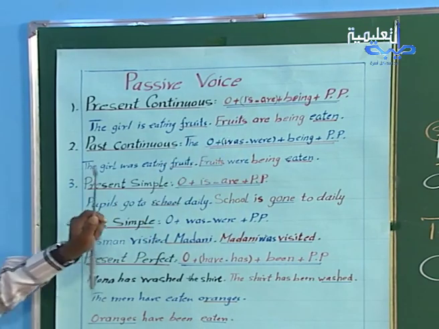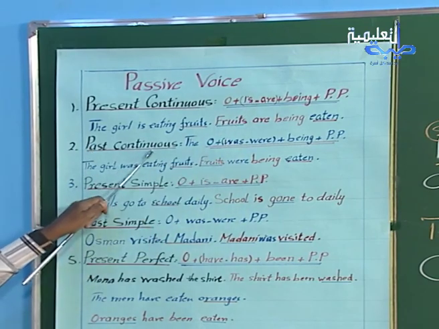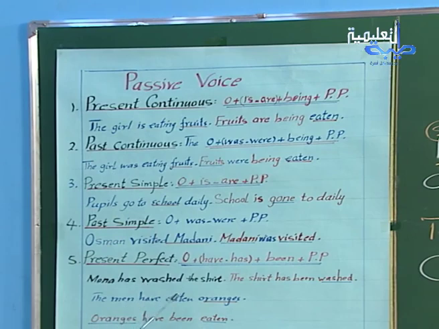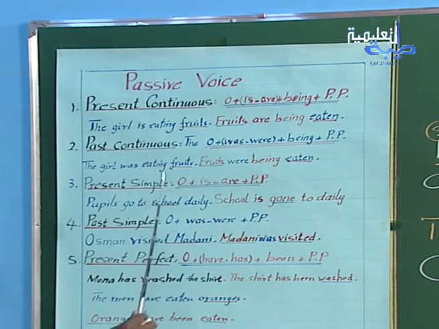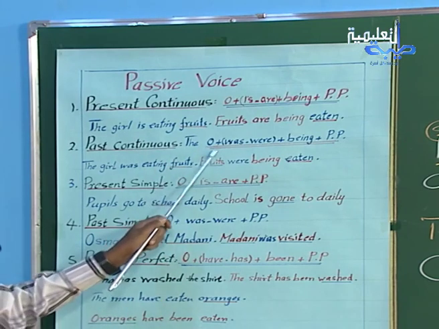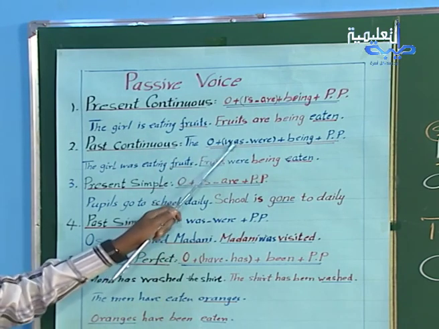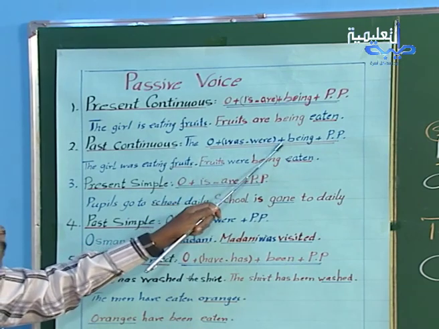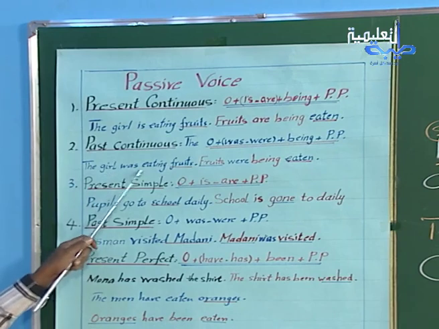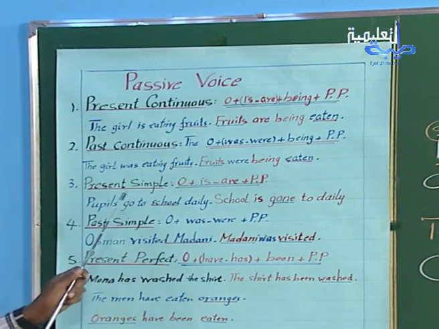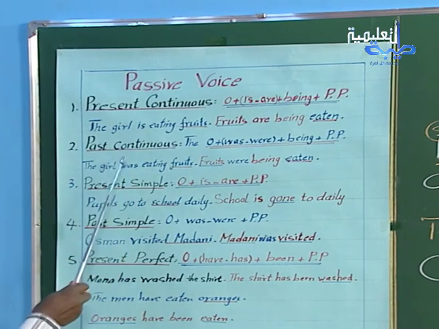For the past continuous, what are we going to do? Only change is to was and are to were. For example, the rule is object plus was or were plus being plus past participle. Example, the girl was eating fruits. We change here, we change is to was.